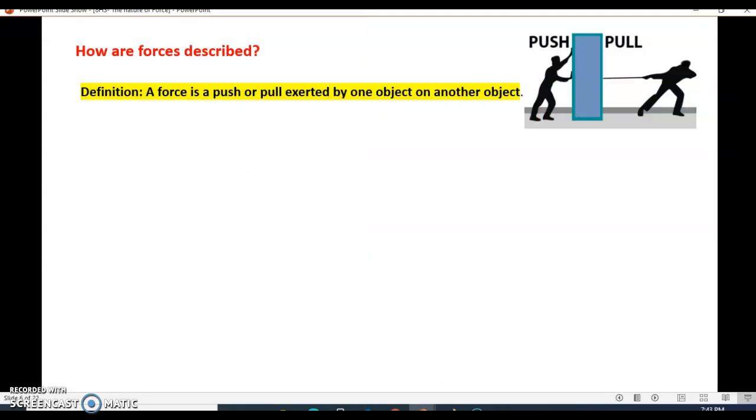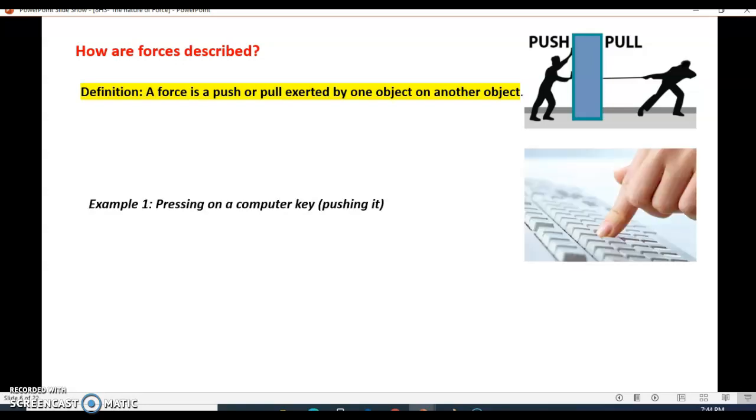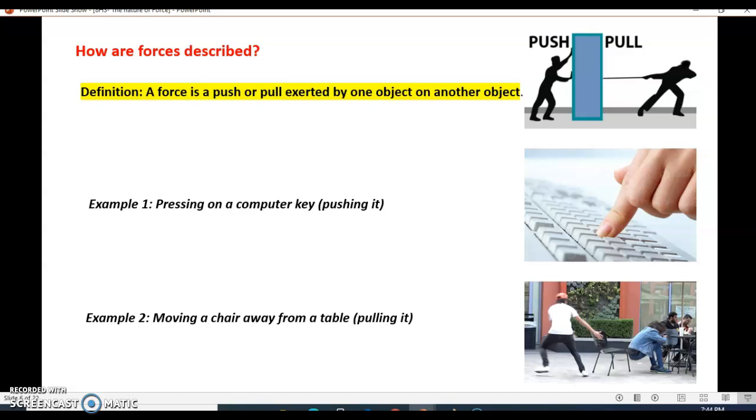So how are forces described? As a definition, a force is a push or pull exerted by one object on another object. As you can see here, example 1, pressing on a computer key is pushing it. Example 2, moving a chair away from the table is pulling it. Above, you have a diagram showing what we mean by push and pull. Push means applying a force away. Pulling means applying it towards you.